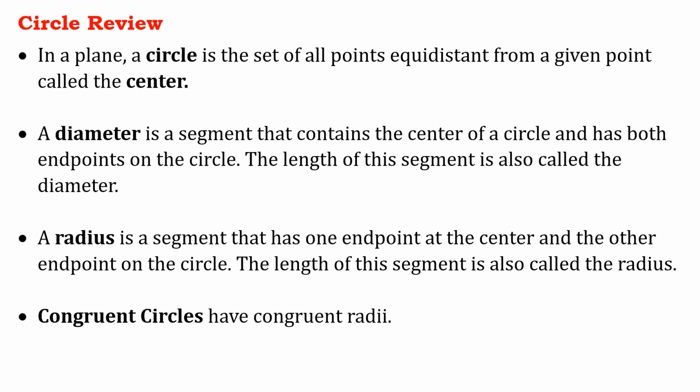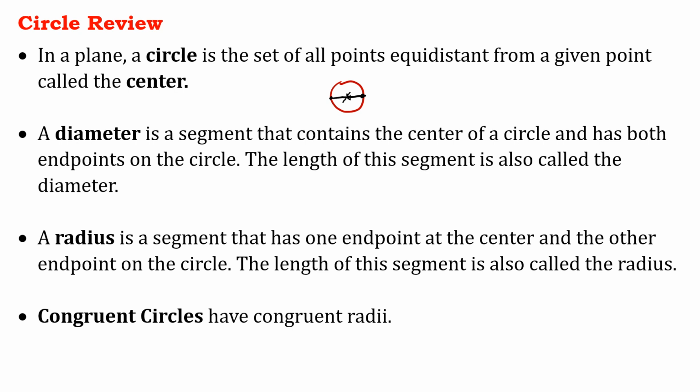The diameter of a circle is the segment that goes all the way across the circle. All right, so let's say this is our circle. Diameter is the line segment that goes all the way across. All right, so it says it's the segment that contains the center of the circle. That'd be right there in the middle. And it has both endpoints on the circle.